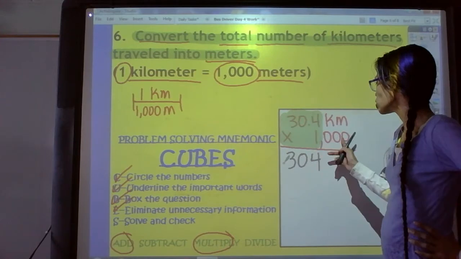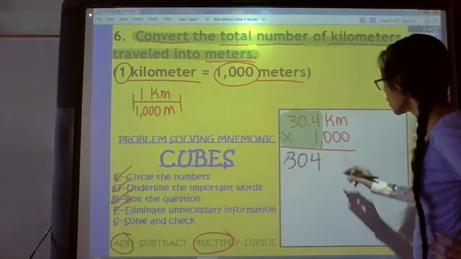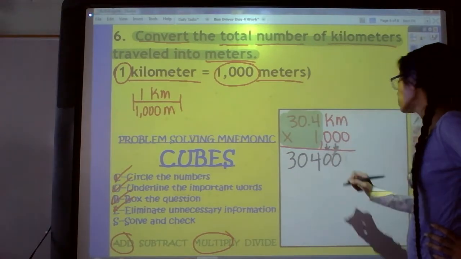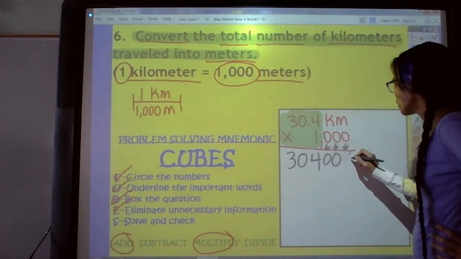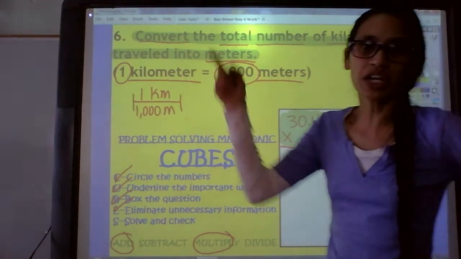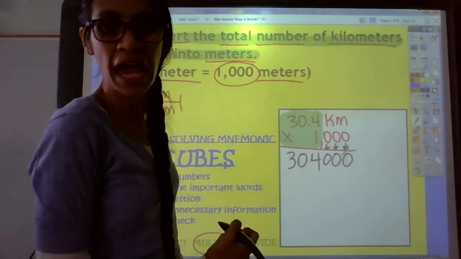Now what do the zeros do? It's time to party. Come on down, zeros. Come on down. Bam, right there. Yes, the zeros are done hanging out. They're coming down. Now, the decimal's done hanging out too.